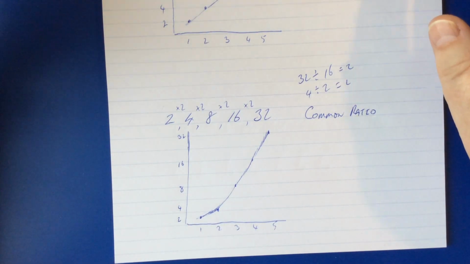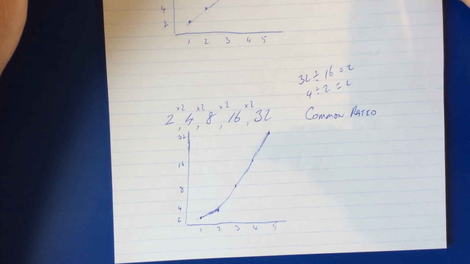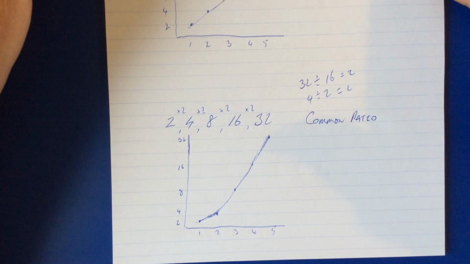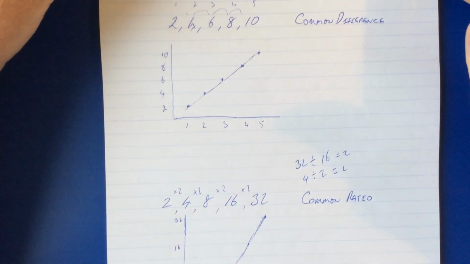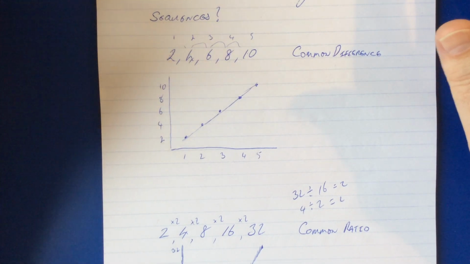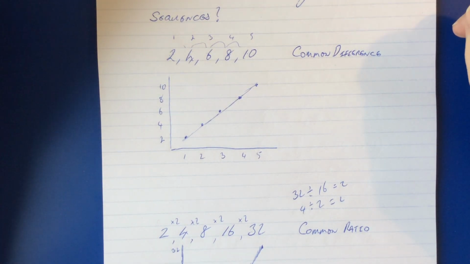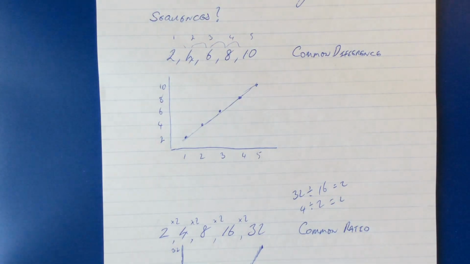Now, as I say, there are complications. There always are, but these are the very, very basics. And that is how you distinguish between an arithmetic and a geometric sequence. And I hope that this has cleared up some of the misconceptions in this area, and that it has made some sense to you.